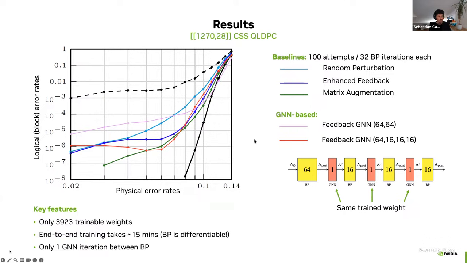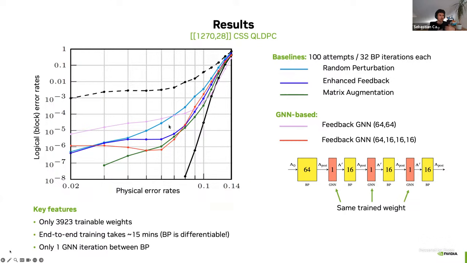And the thing is, we now need significantly fewer iterations compared to the classical baselines, which, at least in the worst case, need a lot of BP iterations because they make many of these perturbation attempts. So like several thousands of iterations, while the GNN converges in roughly 100 iterations. That's much better, but there is still an error floor that we would like to avoid.